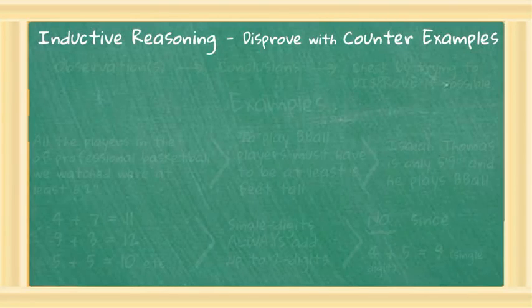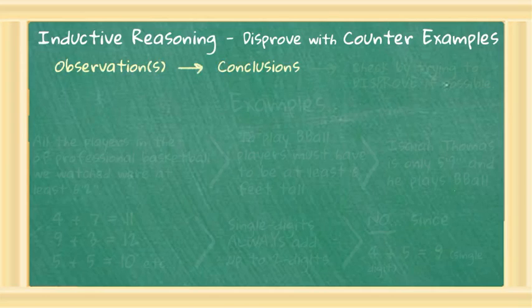Inductive reasoning and disproving our statement using a counterexample. With inductive reasoning, we can never prove 100% that the conclusion we get is true, but we can prove that it's not true if we can come up with a counterexample. So again: observation, come up with some kind of conclusion, and then look for ways to disprove it.